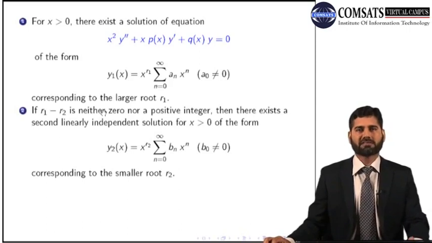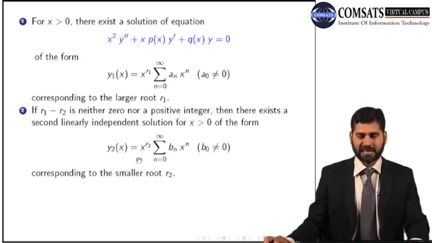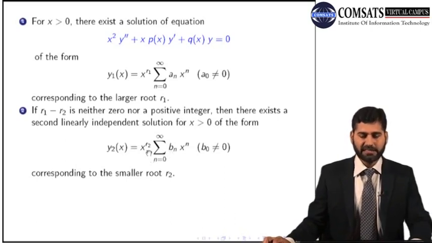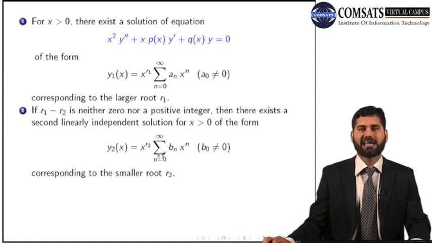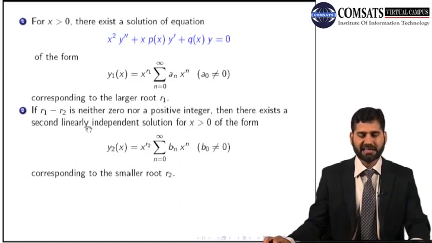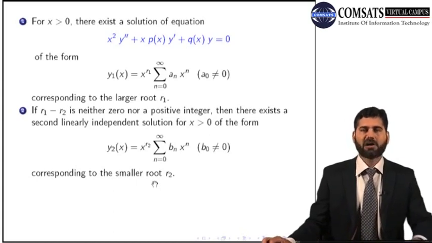For the second solution, it depends. Can we write this as the second solution or not? The second solution may be x to the power R2 and another series, but this is not always the case. This is the case only if R1 minus R2 is neither 0 nor a positive integer. If R1 minus R2 is not a positive integer, then there exists a second linearly independent solution for x positive of the form x to the power R2 times a series. So it depends whether R1 minus R2 is an integer or not. If it comes out to be an integer, then this will not be the second solution. Always remember, one solution comes from the larger root R1, and the second solution comes from the smaller root R2 if and only if R1 minus R2 is not an integer.